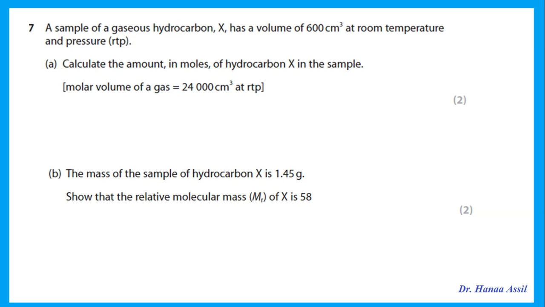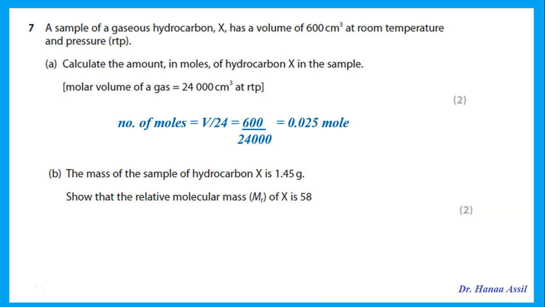A sample of gaseous hydrocarbon X has a volume of 600 cm³ at room temperature and pressure. Calculate the number of moles of X. Now, if I have a gas and I have volume, how do I get number of moles? Number of moles is the volume over 24. The volume has to be in dm³, so I need to divide that by 1000. And that means it is 600 cm³ divided by 24,000 cm³. I have the number of moles of the gas.